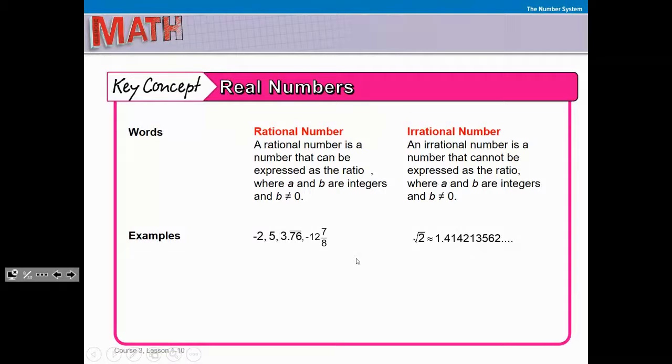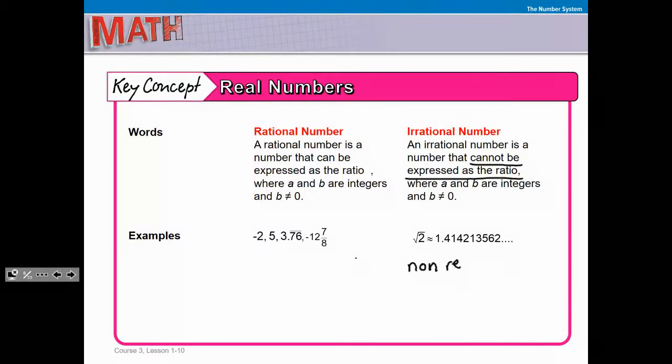So we're back. Irrational numbers cannot be expressed as a ratio, but they also have some other important characteristics to know. They are non-repeating and non-terminating. So they don't just end in zeros. They keep going on forever, but they never have a repeating pattern.